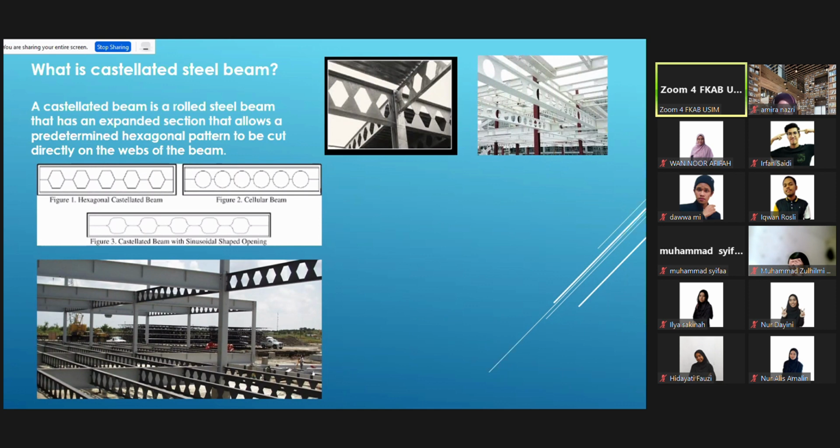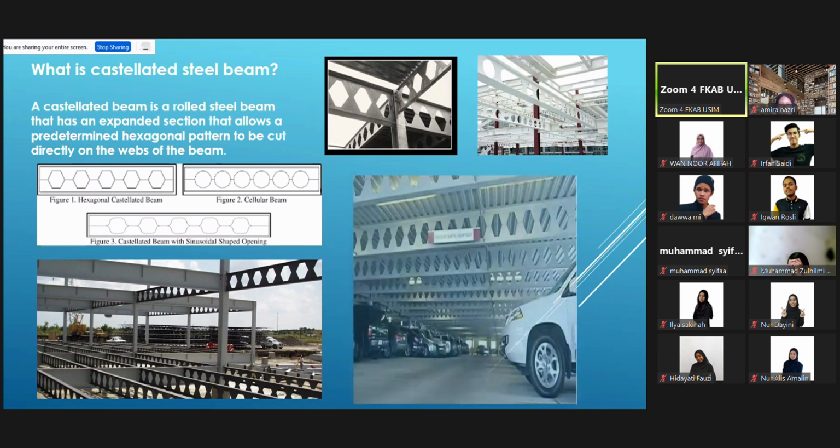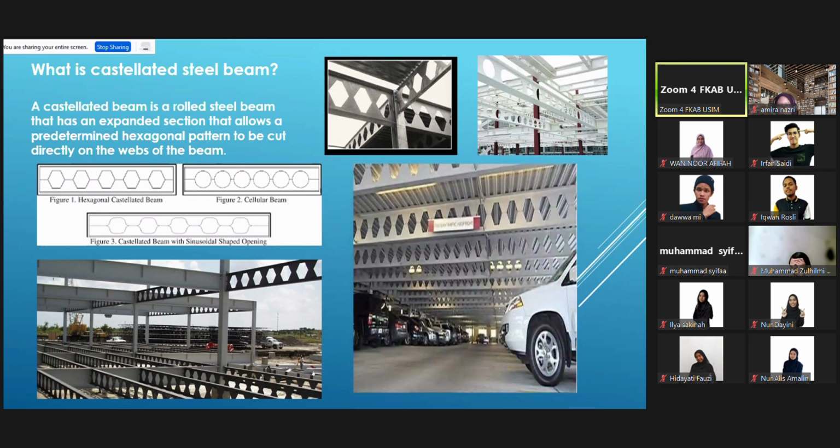But this also allows for services that come through above near the ceiling. Then you can go through this opening. Services, pipes, everything goes through there. So whatever is below will be clear. So you get a higher headroom for maybe the parking area or for other floors that we use.